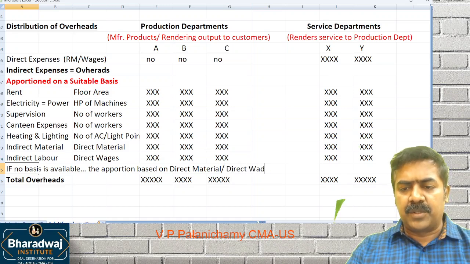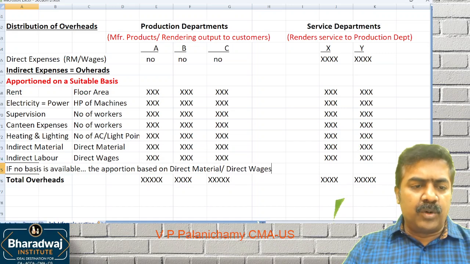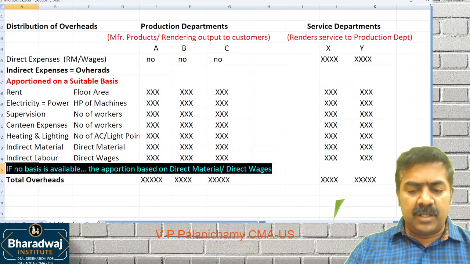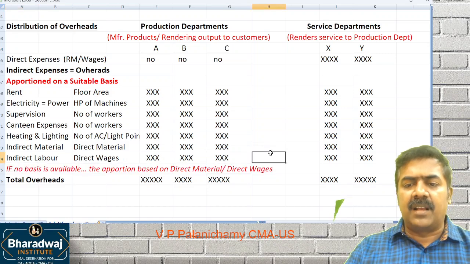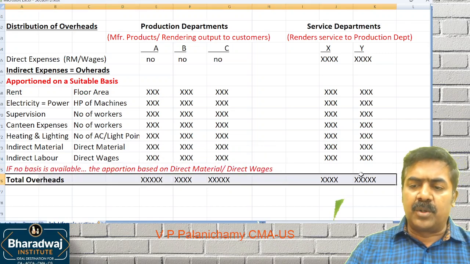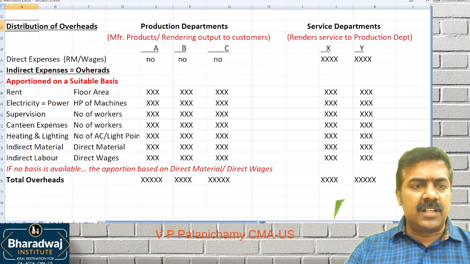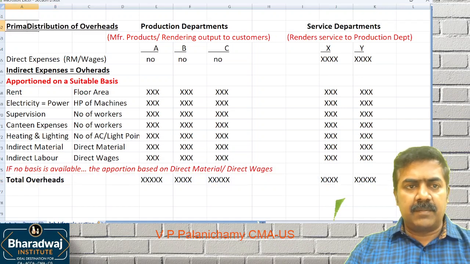In the examination question, they give you some overheads, but there is no suitable basis available or given. Then you can apportion based on which one? Direct material or direct wages. You get the total overheads. And please remember, this is called primary distribution.